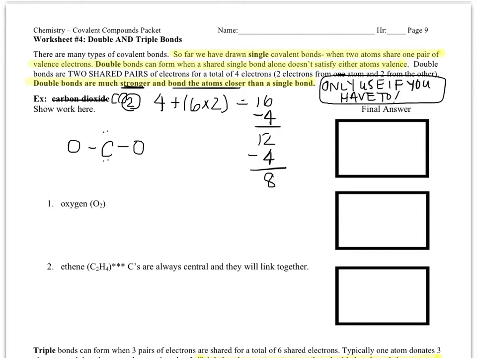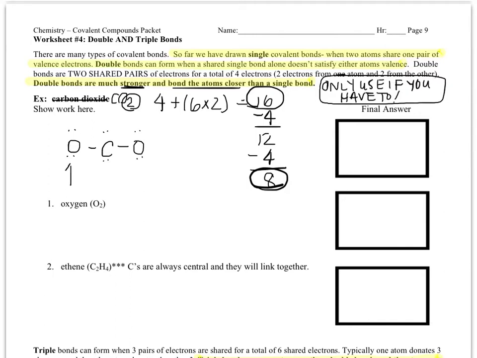So I'm going to divvy them up around my outer atoms. So 1, 2, 3, 4, 5, 6, 7, 8. Remember, I put the electrons on in pairs, and I try to spread them out as evenly as I can around the remaining atoms. Now I've used up all 8 of those electrons, right? If I counted up all the electrons in this picture, I used 16, which means that I can't put any more electrons into the picture.